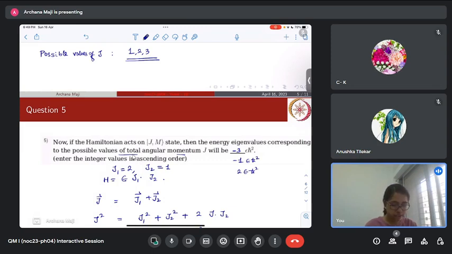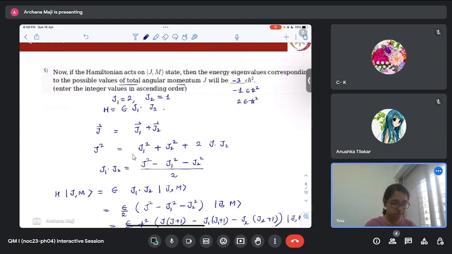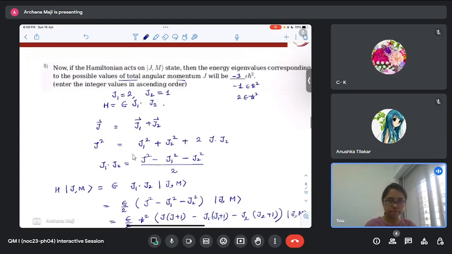It's asking you to enter the integer values in ascending order. So basically you had to input minus 3, minus 1, 2.